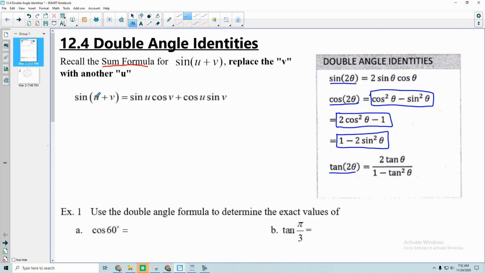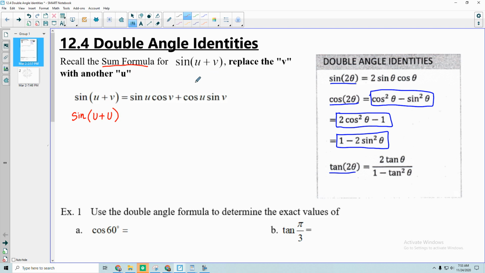Okay, so one quick example, if I have the sum identity for sine that says if I take two angles, they're different angles, I add them together, I just use this identity. So instead of using a different angle, so instead of using V, let's say I have two of the exact same angle. So what if it was U plus U? So two of the exact same angle.